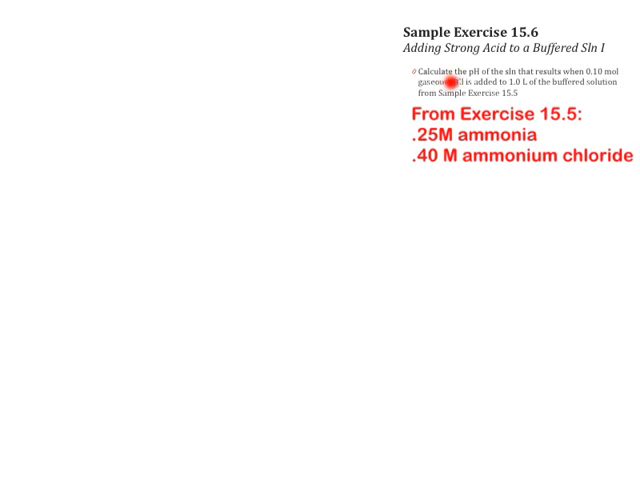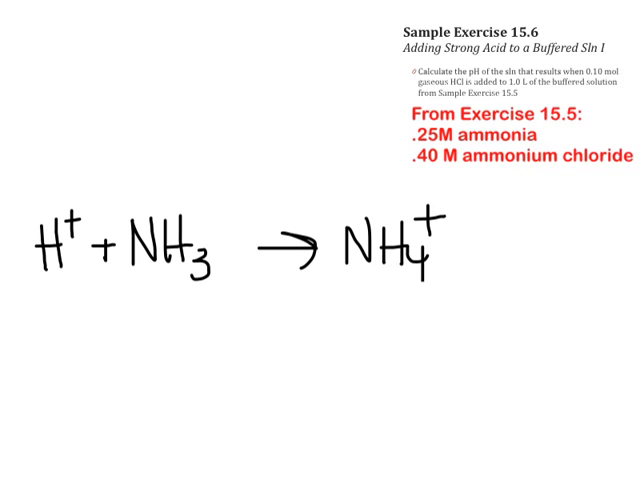Since the hydrogen ions are positively charged, it's not going to react with the positive ammonium ion, but it will react with the ammonia, that's the weak base. So let's write that reaction. So this is what the reaction looks like, and then I need to do a before and after chart with moles. The moles of HCl that I'm adding is 0.10.